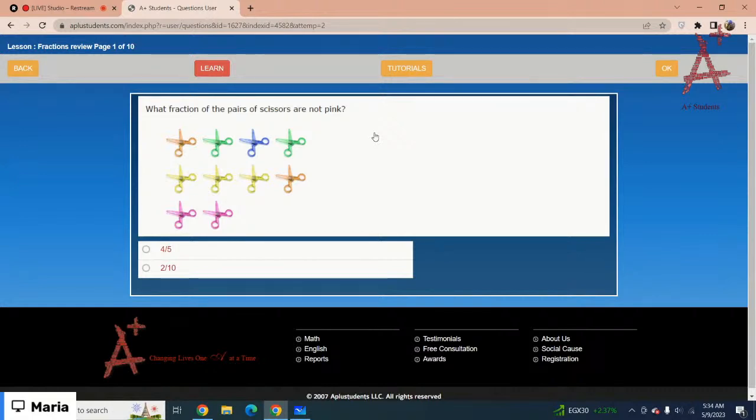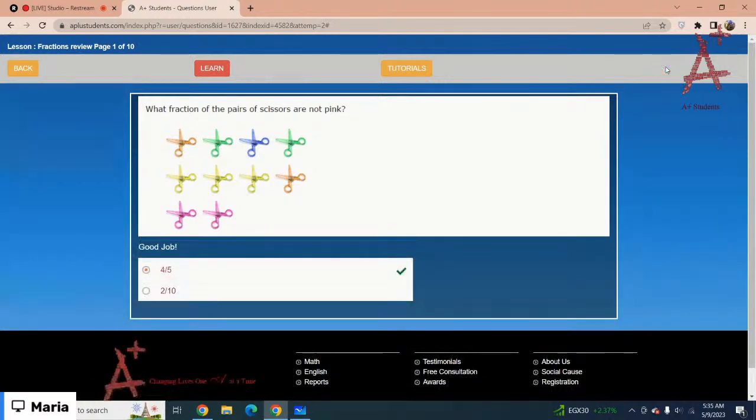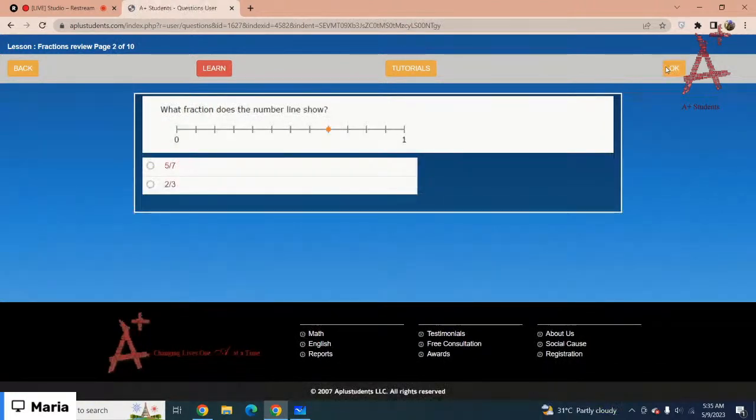2 of them are pink and not pink are 8. It would be 8 out of 10. And when you write down the answer in simpler form, it would be 4 over 5. So the correct option is 4 over 5. It would be 4 out of 5. What fraction does the number line show? Which is the correct option?